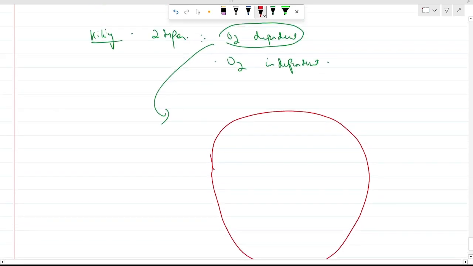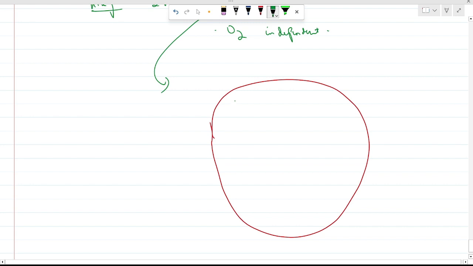We have here oxygen dependent killing, so we will obviously have oxygen. Oxygen is converted to oxygen free radical. The enzyme here is NADPH oxidase. NADPH oxidase is the most important enzyme required in this oxygen dependent killing. NADPH oxidase causes conversion of oxygen to oxygen free radical. This is a radical sign.